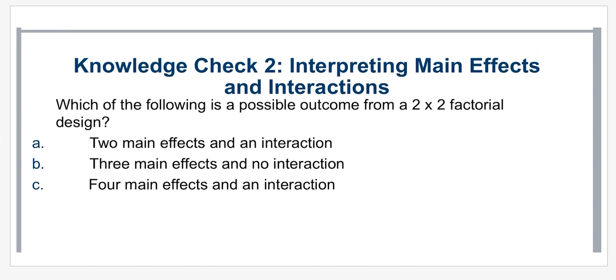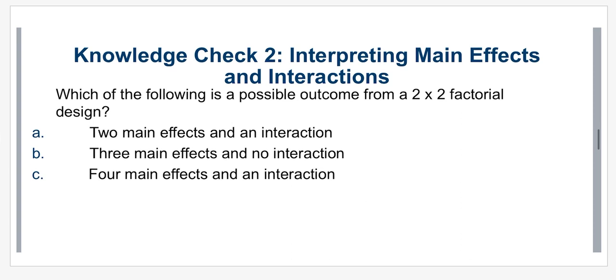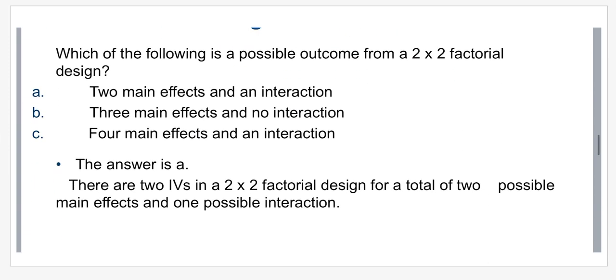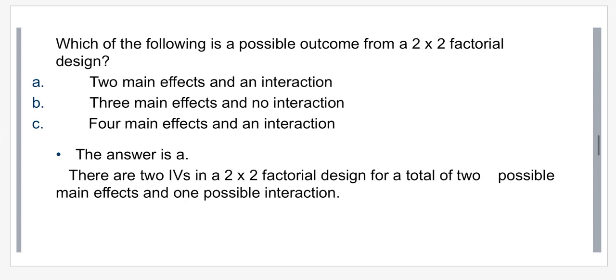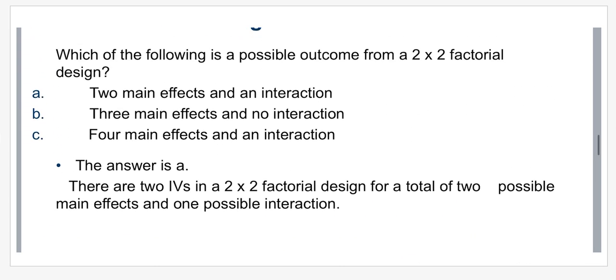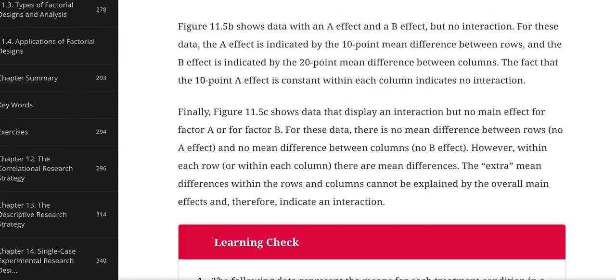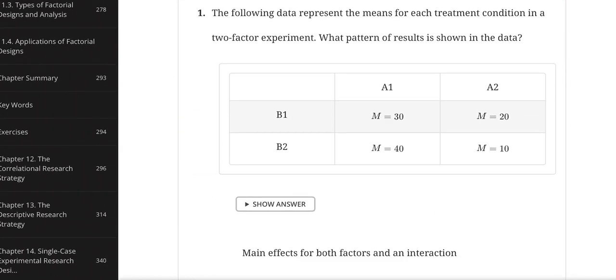Remember, 2x2 means there's two independent variables, two factors, because there's two numbers here. So that means that there's going to be two main effects, a main effect for each variable, and then a possible interaction. So that would be A, right? There's two independent variables, so two possible main effects and one possible interaction between the two variables. Okay, we'll get into the more complicated stuff in the next section, but let's do the learning check really quickly.